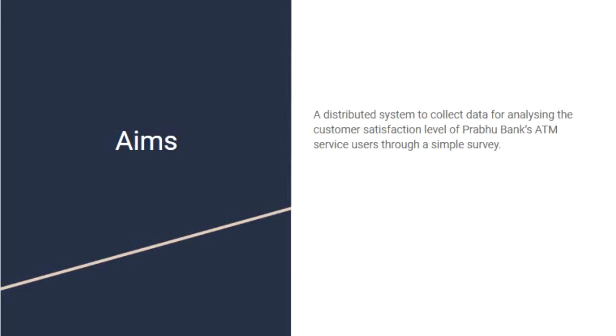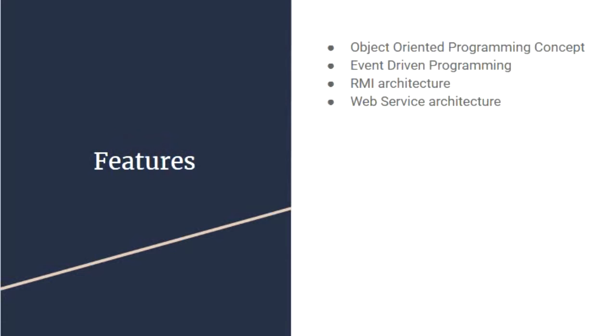In order to complete the project, the following features have been included. They are object-oriented programming concepts, event-driven programming, and for the distributed application, we have used two different architectures. They are RMI architecture and web service architecture. Now, I am going to give you a demonstration of the system.